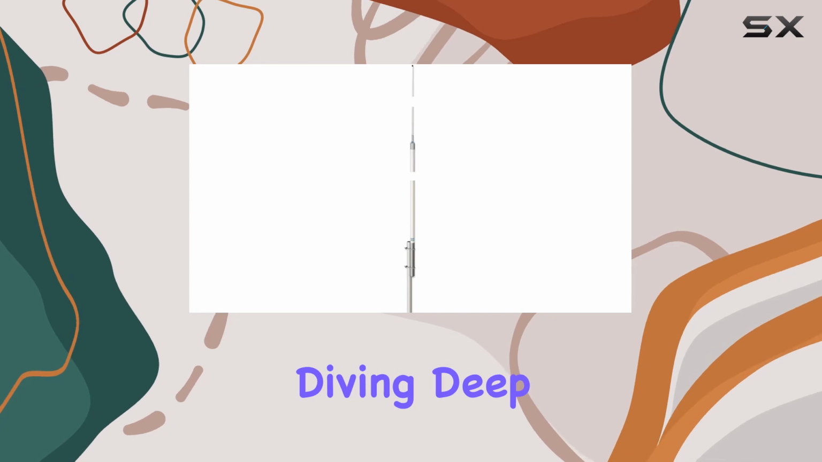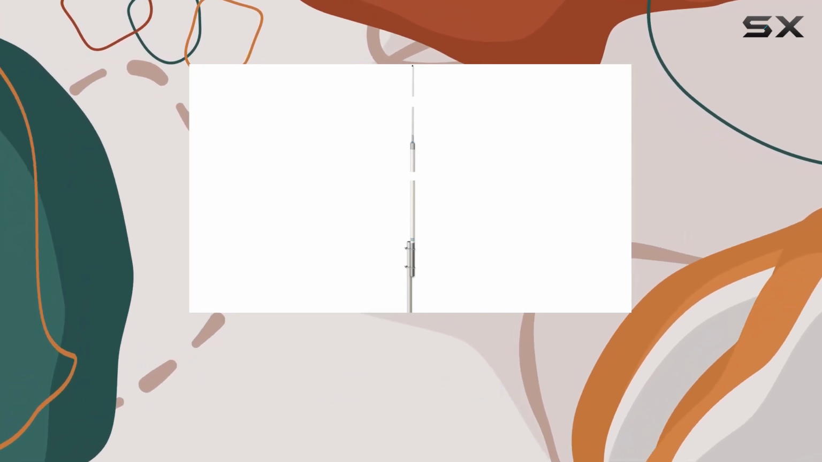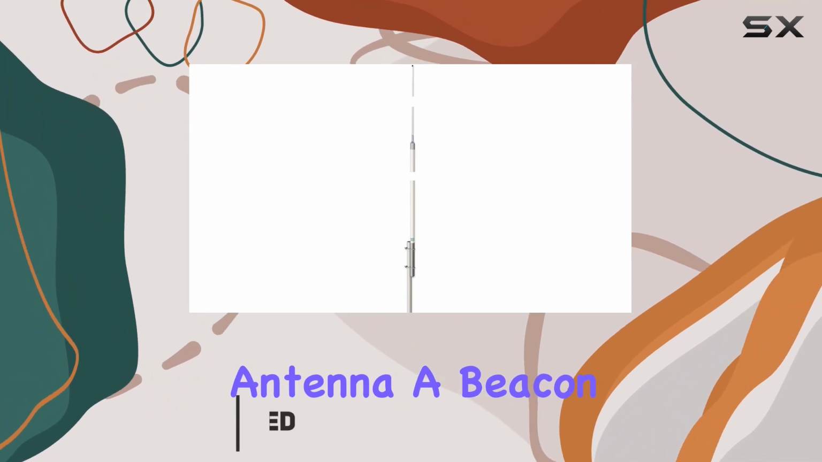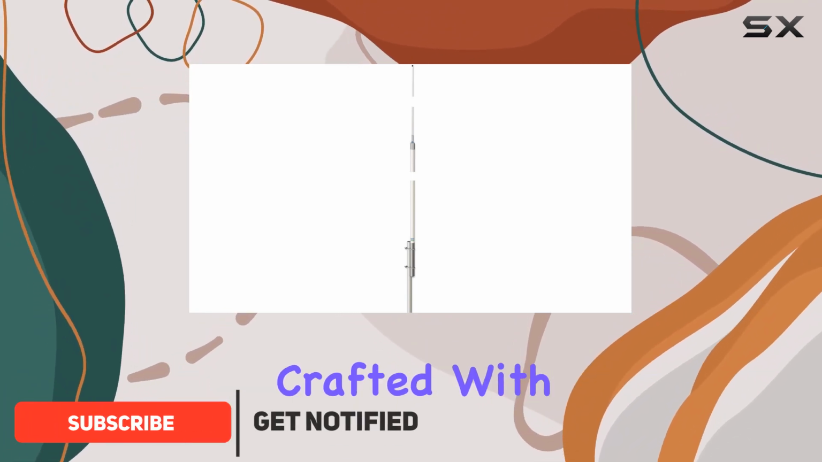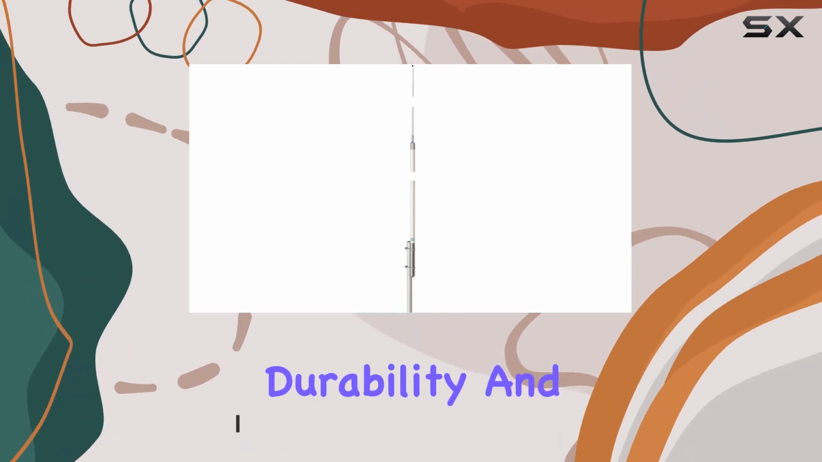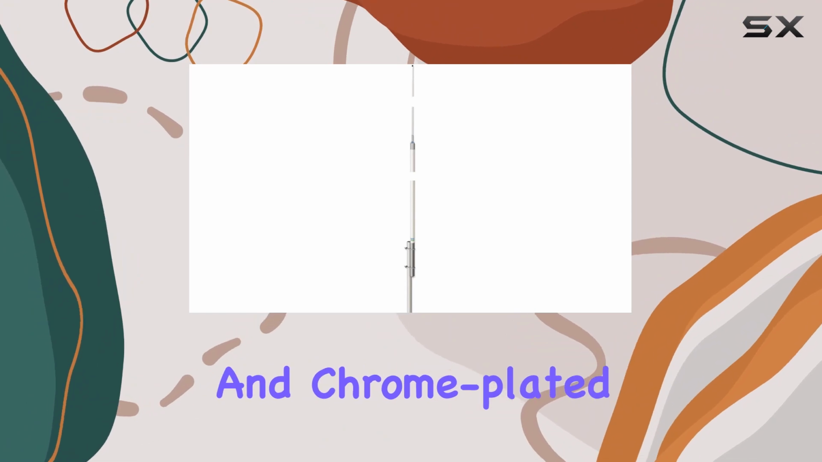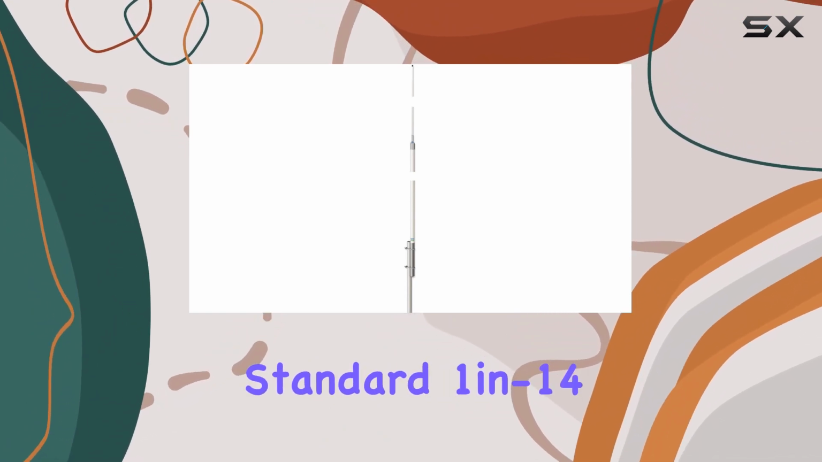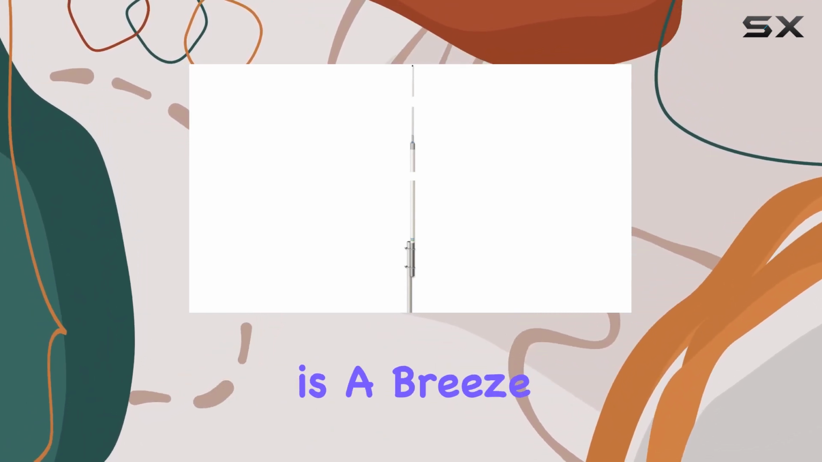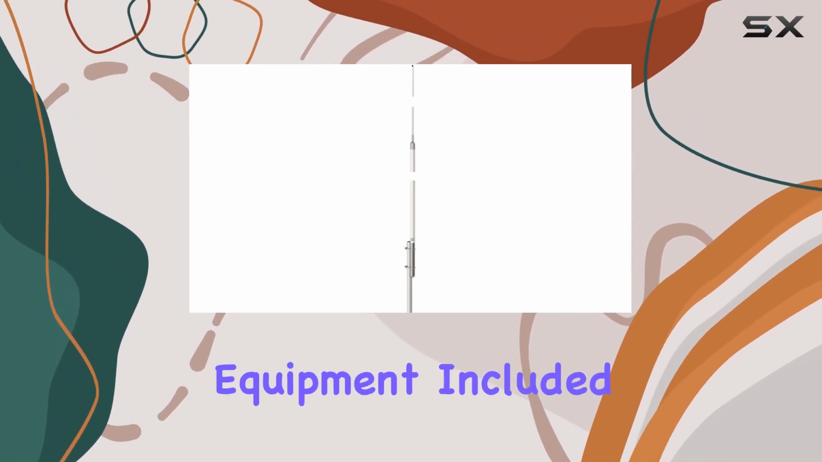Today, we're diving deep into the Shakespeare 399-1M 9 feet 6 inches classic VHF antenna, a beacon of excellence in marine communication. Crafted with brass and copper elements, this antenna boasts durability and performance that's second to none. With its two sections and chrome-plated brass ferrule featuring a standard 1-in-14 thread, installation is a breeze, ensuring you spend more time on the waves and less time fussing with equipment.